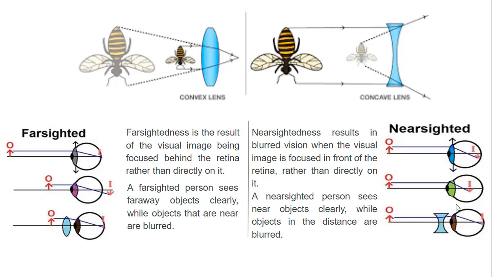So these were two real-time applications of convex and concave lens, found in far-sighted and nearsighted persons. Hope this is clear to you.